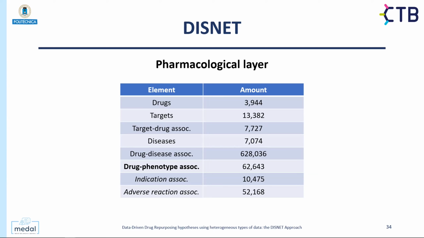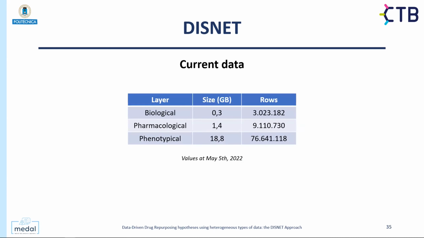If we are talking about paracetamol, for example, it's an antipyretic and analgesic, and it's used of course in many diseases. And going to a more computational perspective, we have this type of information. The phenotypic layer is the largest, near 80 million rows of information and near 20 gigabytes.